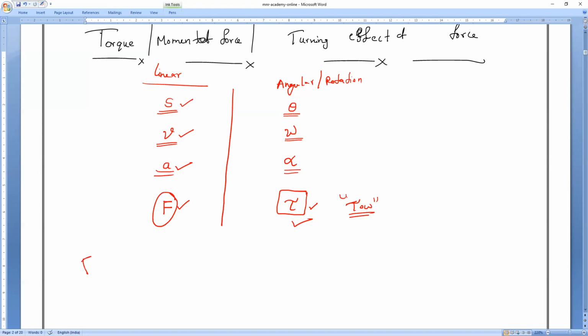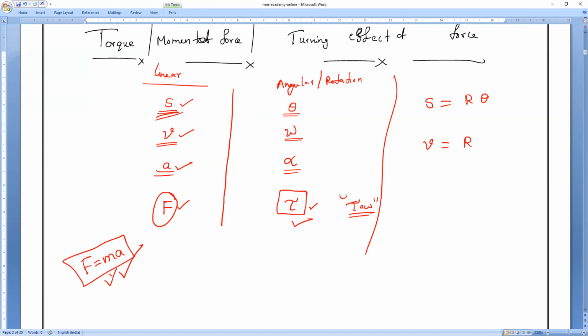We all know from Newton's second law, force is equal to what, guys? Mass into acceleration. Keep that in mind. We are going to form the relation for torque and force also. So what is the relation? Like s and theta, what is the relation? Linear displacement and angular displacement: s is equal to r theta. v is equal to r omega. a is equal to r alpha.